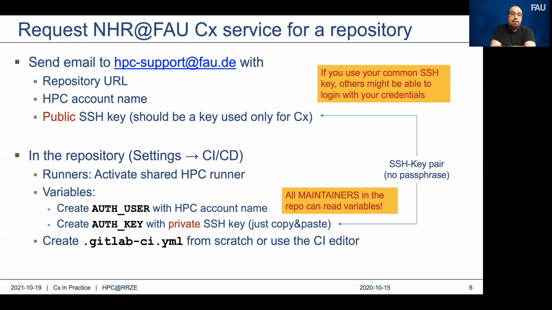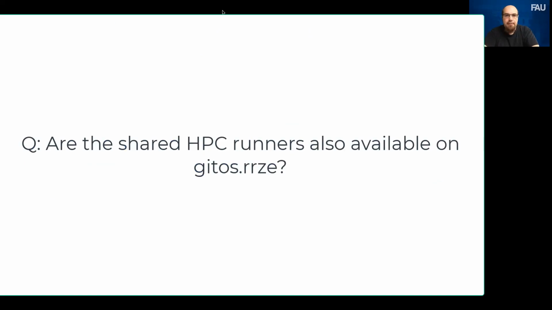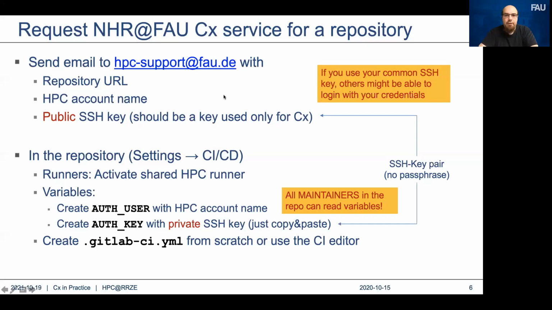On the repository side, you need to configure where to run the continuous integration. You have to activate the shared HPC runner, add some variables, and create the gitlab-ci.yaml, which is the central configuration file for the whole CI. I will show that now, and also in the slide set. The shared HPC runner is also available on GitOS. Both are supported.